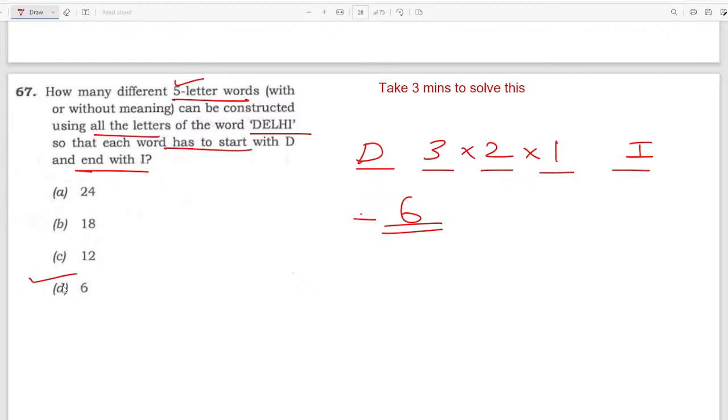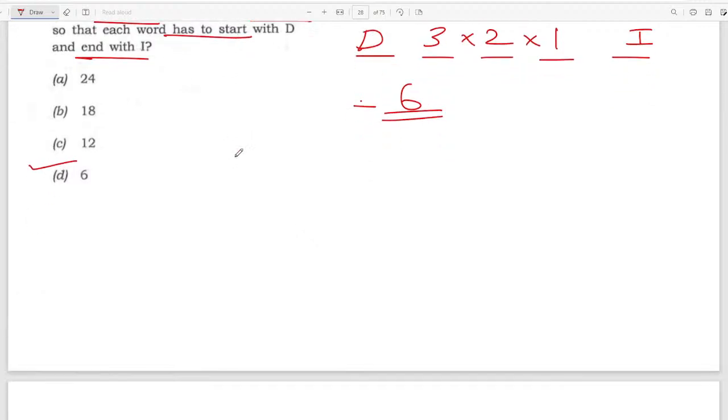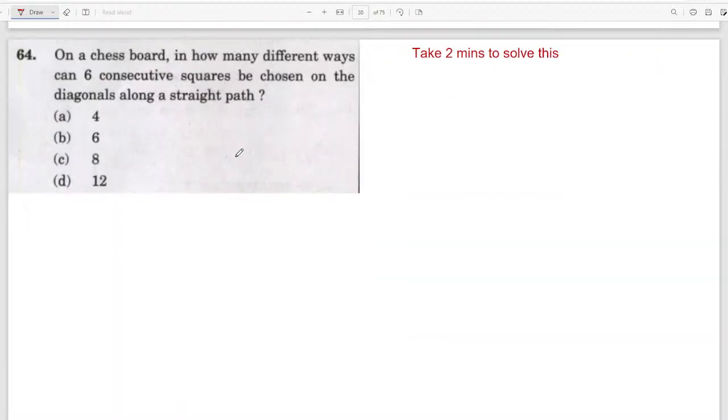I hope this is clear. If you have any doubts, please ask. Else we'll move to the next question. Okay. We'll move to the next question then. So take 3 minutes to solve this question.